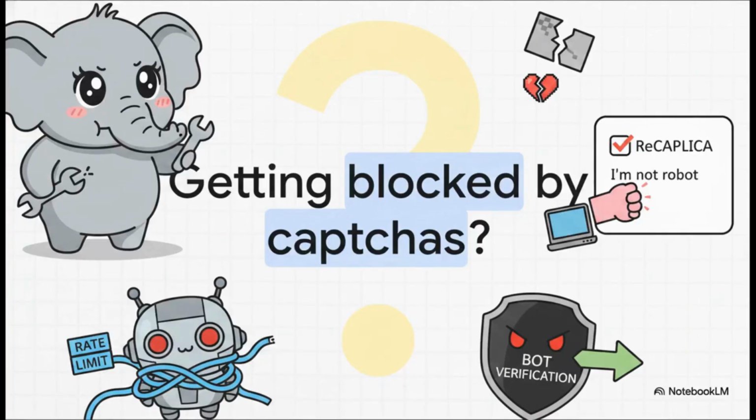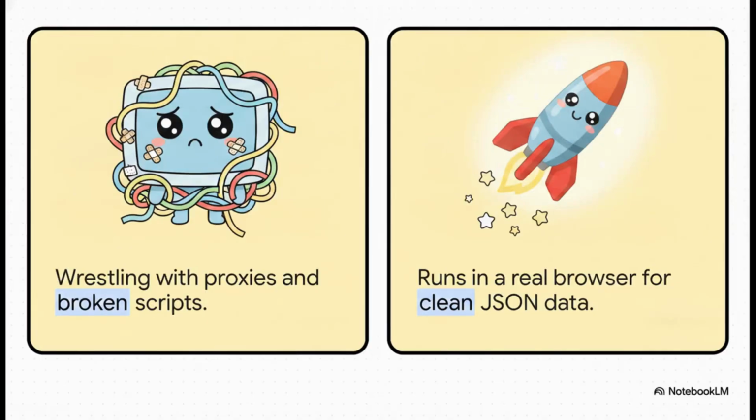Let's just address the elephant in the room right off the bat. You want to scrape the web, you want to gather some data, but what actually happens? You write a script, it works flawlessly for maybe 5 minutes, and then boom, you get hit with a CAPTCHA, a rate limit, or some really aggressive bot verification. It's incredibly frustrating. The old way of scraping usually means you're constantly fixing broken scripts the absolute second a website updates its code. So we're really looking at two completely different ways to tackle this.